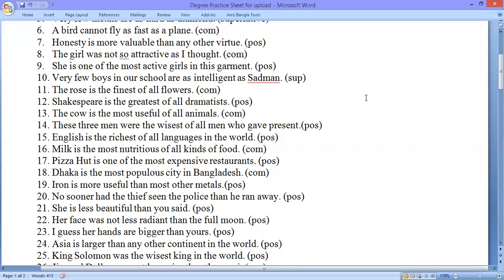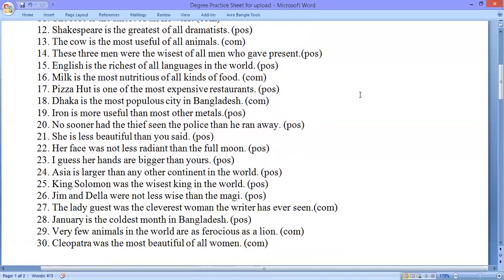This is question number 18. The question is, Dhaka is the most populous city in Bangladesh. I think you yourself can do this because this is very easy. We need to make this comparative. So we can see that it has come from the first rule. So if you want to make this comparative, we need to use comparative form plus than any other. So the solution is Dhaka is more populous than any other city in Bangladesh.